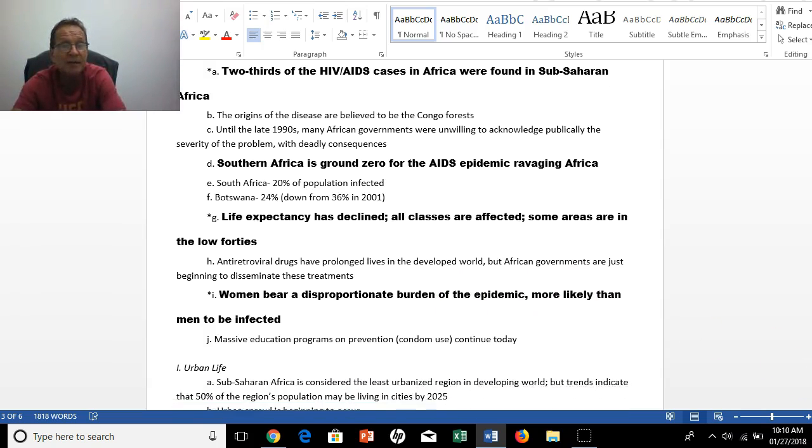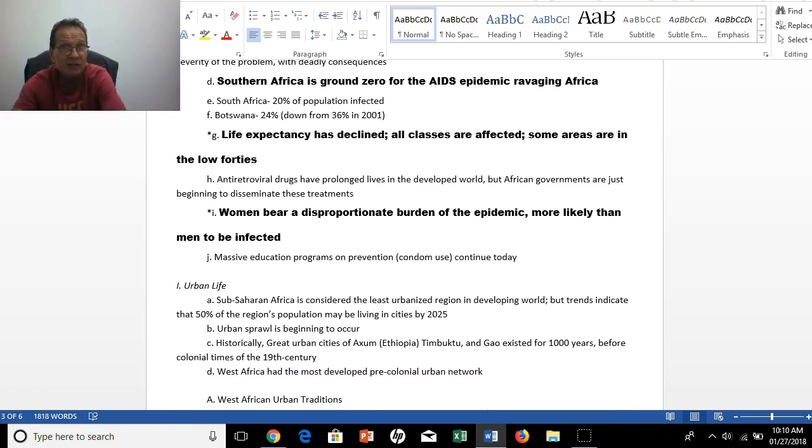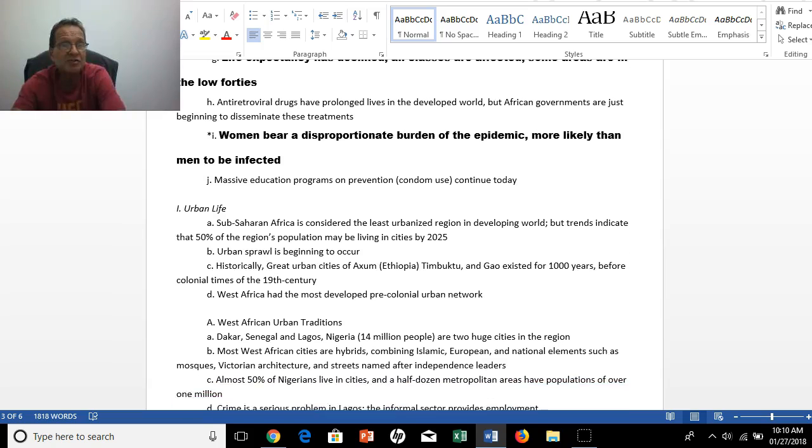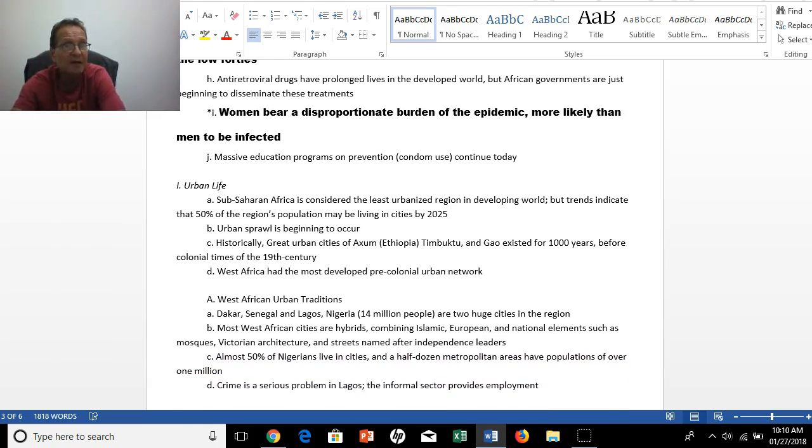And unfortunately, women have borne a disproportionate burden of the epidemic, and they have been more likely than men to be affected. Massive education programs have been ongoing, and that has helped to stop the rise in the infection levels as compared to what they were 20 years ago.